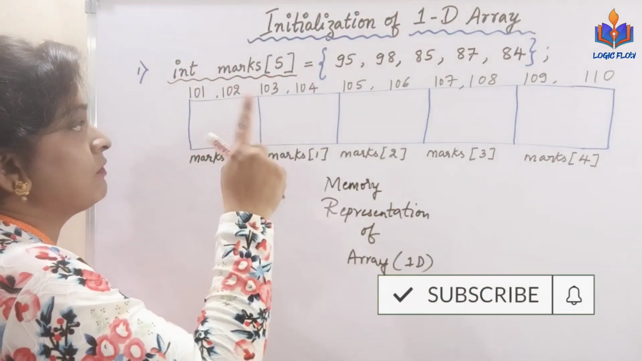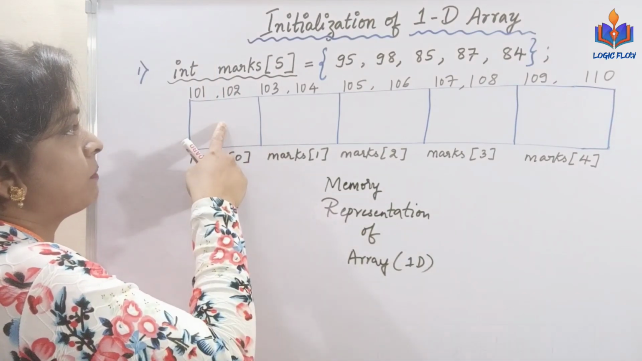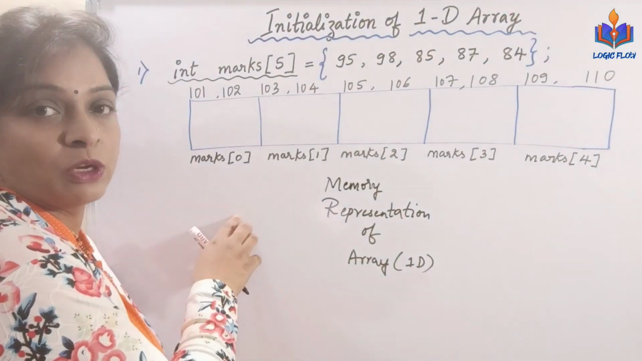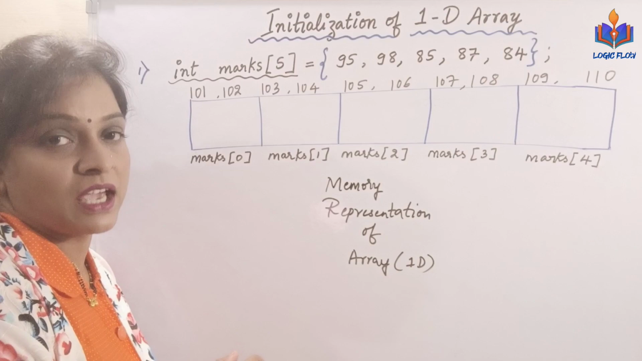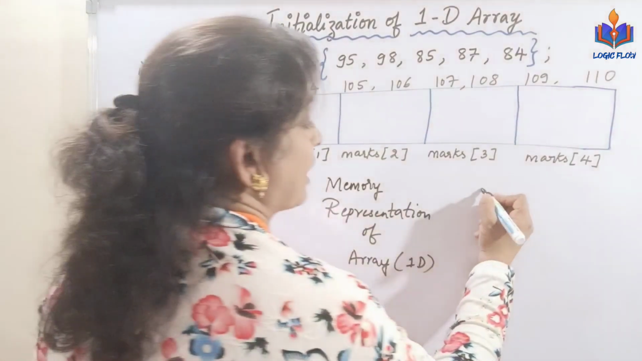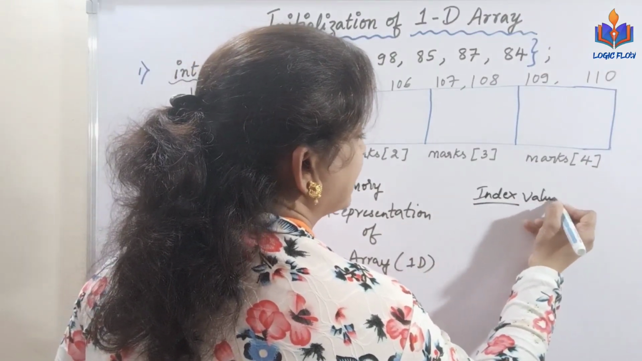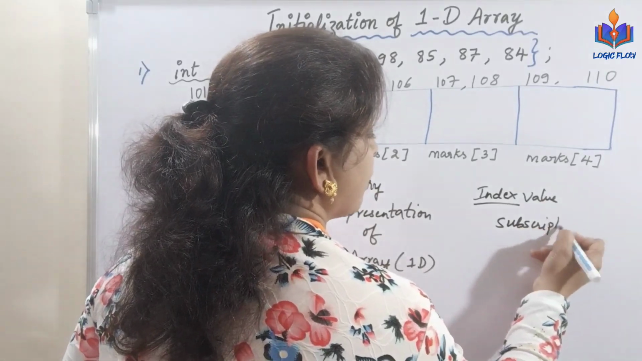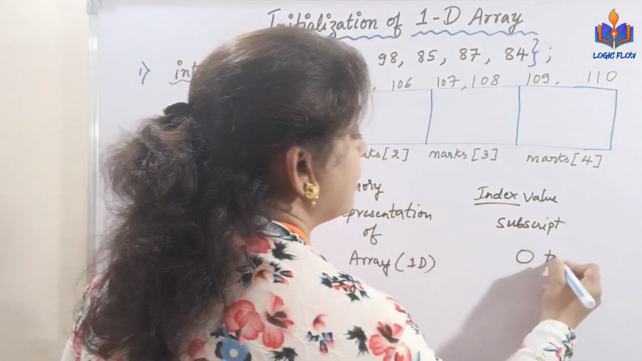To store one value, I require 2 bytes. So it is 101, 102. The address of the first element is 101, and it is stored at index value 0. Every element that we store in the array is associated with a unique index value, or what we call the subscript value, and it always starts from 0. 0 to n minus 1.